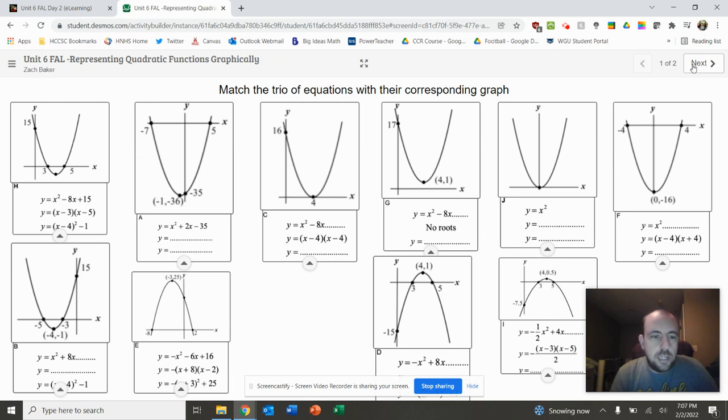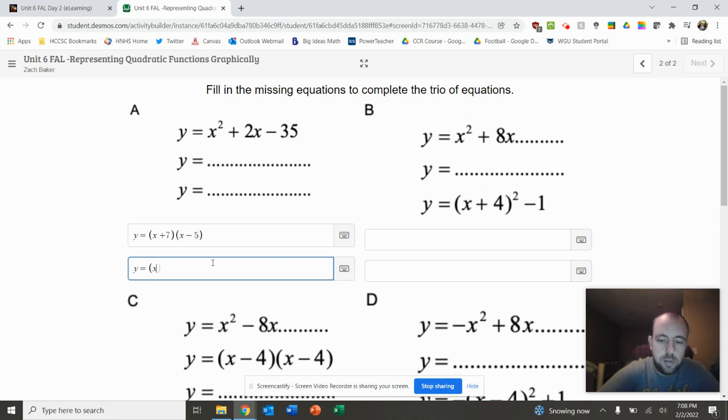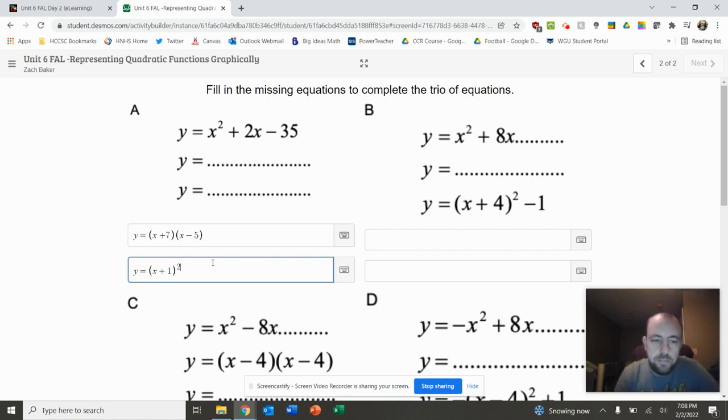Now, the second thing I want is the vertex. You can see my vertex on this is -1, -36. So this would be my h value. This would be my k value. So as I look at this, again, it'll be y equals, and it'll be x plus 1, because we're going to be talking about minus -1. And then plus k would be -36. So now I've got all three forms of this particular equation, and that's what we're trying to get to.